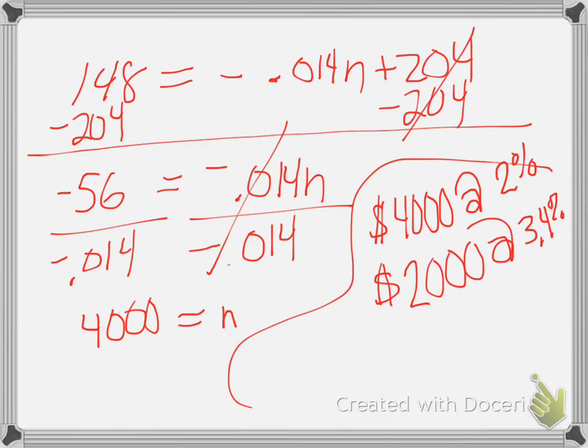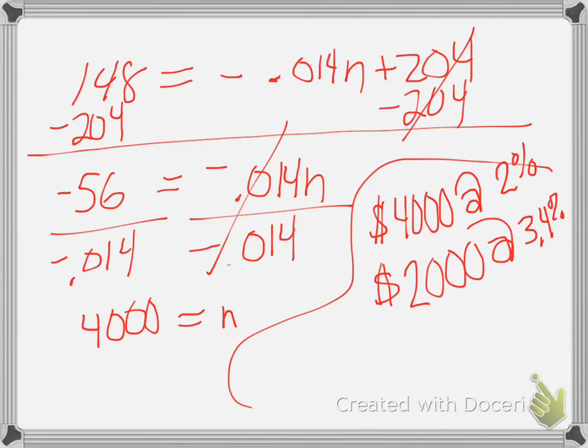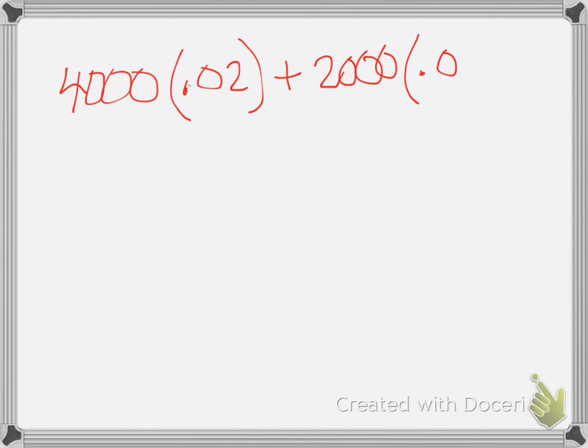You could run this backwards and double check it. You could go 4,000 times 2% plus 2,000 times, what was it again, 3.4? 3.4. And you get 148, which is how much you made. So you know that's right.